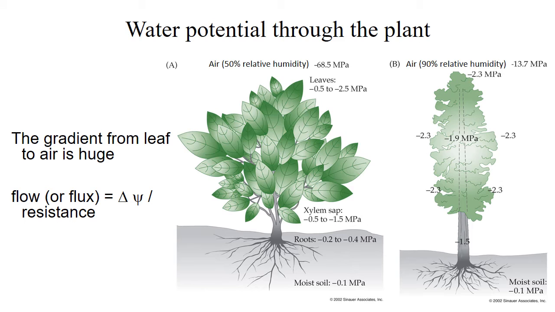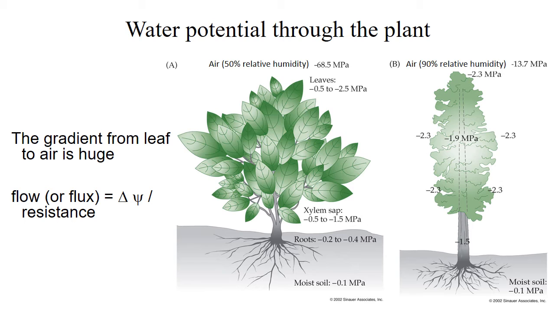So these are two really good diagrams from your textbook. And they show the different water potential values that you see in different plant tissues and in the soil and also in the air. And that shows you the different forces that drive the movement of water through plants.